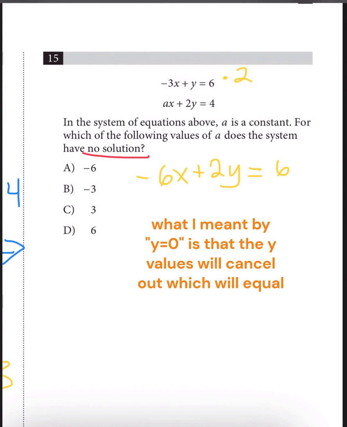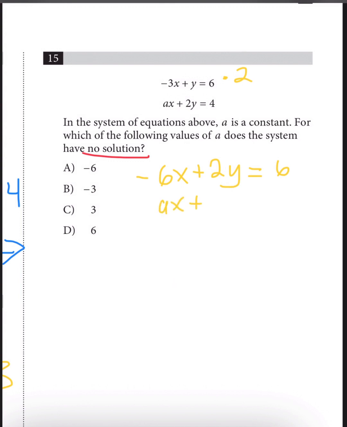And then ax plus 2y equals 4. So, as you can see by now, to have no solution, when we subtract our answer, we would get this as 0, which is what we want. Now all we need to know is what is our A value that will also give us no solution. So it can't be B or C, because it has to be 6 or -6, but we don't know yet.